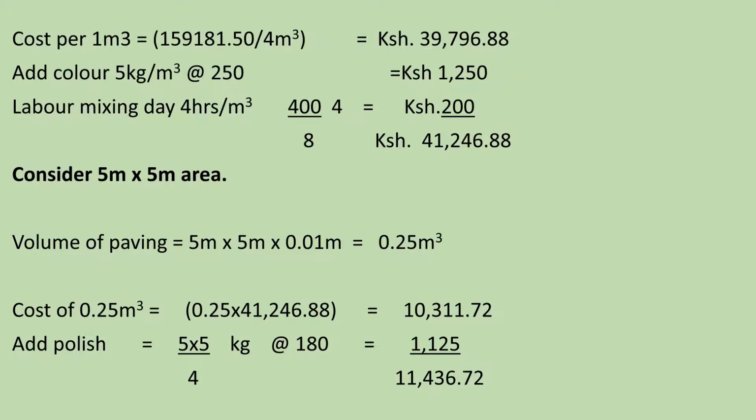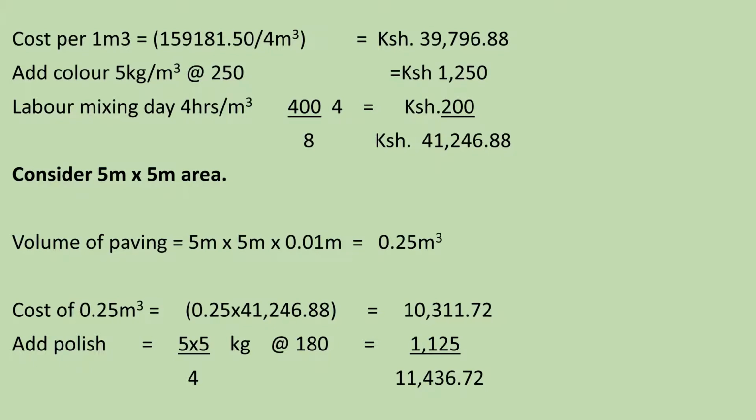Then we add the labor for mixing. In the data we are given the cost of the unskilled laborer, who will mix the cement together with the chips and also the color. The unskilled laborer we are paying 400 shillings per day, so per hour it shall be 400 divided by 8. Then he uses 4 hours to do 1 meter cubic of the mix. So it shall be 400 divided by 8 times 4. We get 200. So the total cost shall be the cost per meter cubic of chips and cement plus the cost of the color per meter cubic plus the cost of mixing labor per meter cubic. We get 41,246.88.